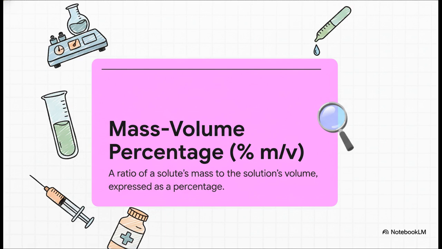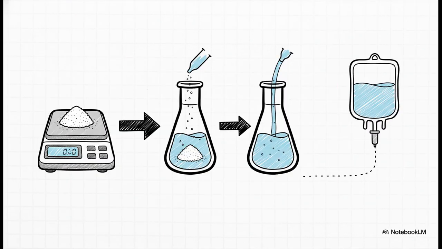It's a bit of a hybrid for sure, but it's incredibly practical when you're in a lab or a hospital. And here's a real-world example you might have even seen yourself. A standard saline drip, the kind they use in IVs in hospitals, is 0.9% m/v. This is like a precise medical recipe. You dissolve exactly 0.9 grams of sodium chloride into just enough water to make a total of 100 milliliters of solution. It's a critical measurement, where getting it right can literally be a matter of life and death.